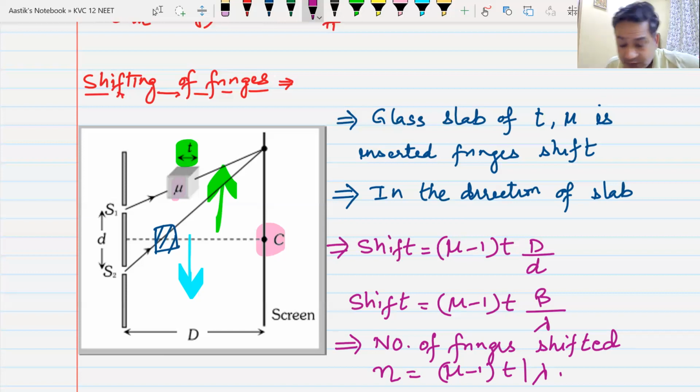Sometimes they will give you the number of fringes that are shifted. From there you can find out the thickness of the slab. The formula for thickness of the slab will become n times lambda divided by (mu minus 1). N times lambda divided by (mu minus 1).